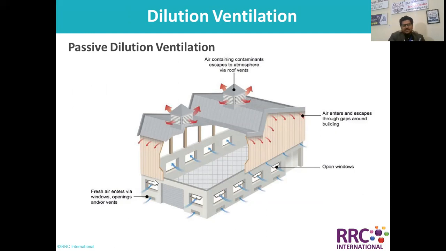The fresh air is entering the building through the windows and the opening vents. Air enters and escapes through gaps around the building. Gaps are designed into the building, and then air containing contaminant escapes to the atmosphere via roof vents. So this is called passive dilution ventilation. This all starts from the design.